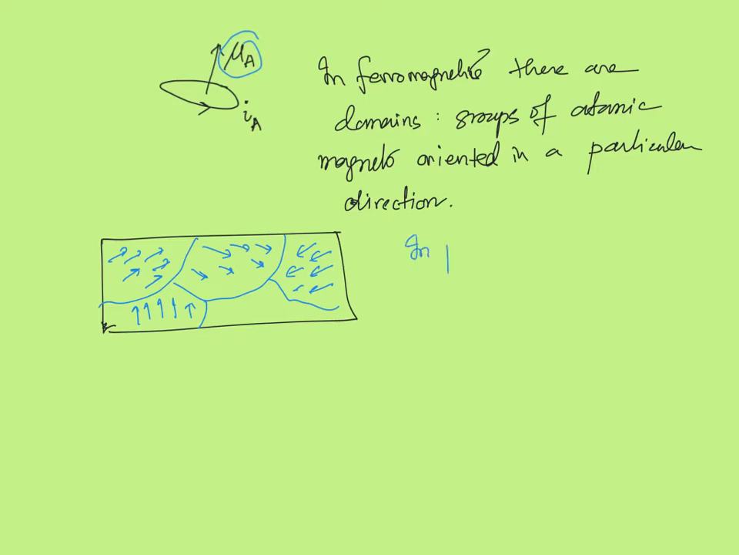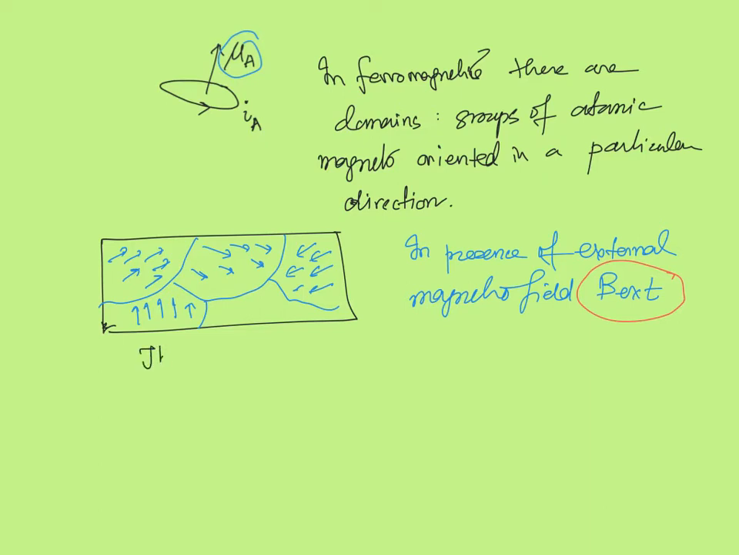In the presence of an external magnetic field, call it B external, BEXT, what happens? The domains arrange themselves in a particular direction, obviously. So some external force or some external torque is needed on the magnet. How it's supplied, I'll show you.